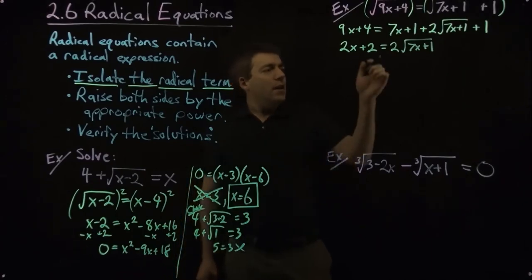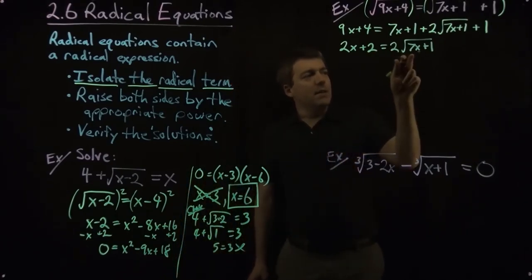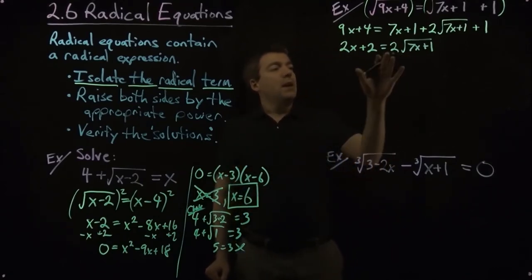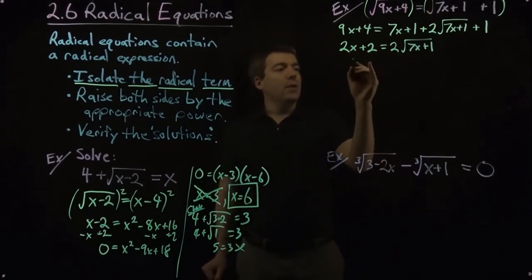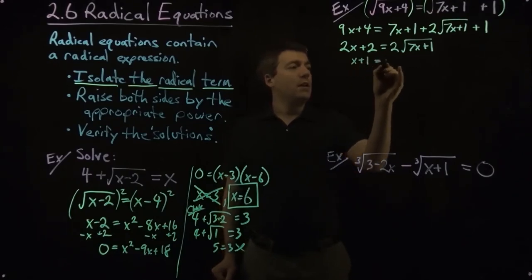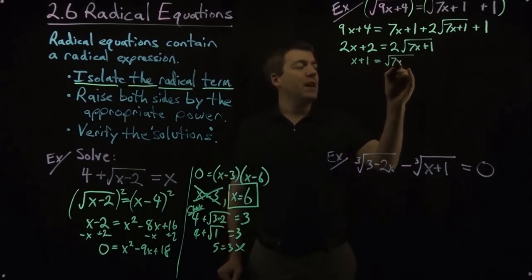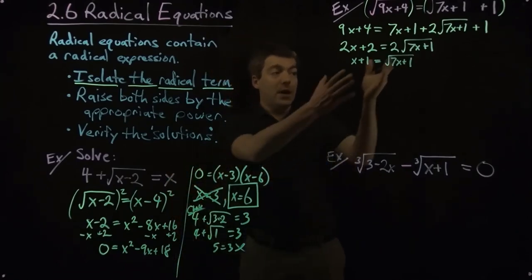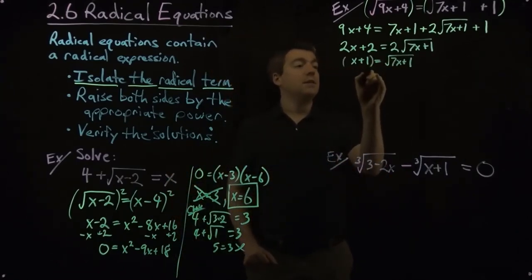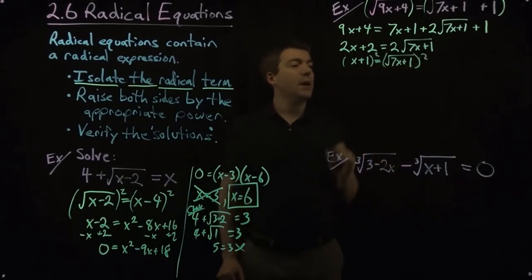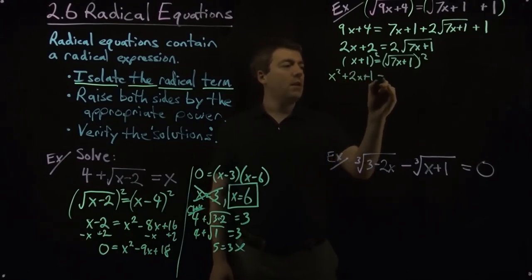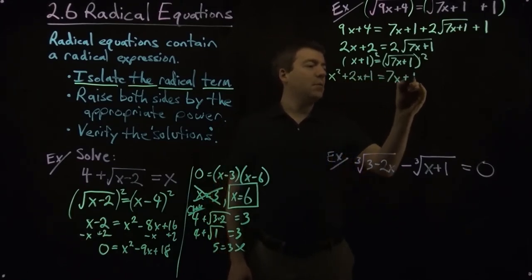All right, the radical is still not isolated. It's still multiplied by 2, so we can divide both sides by 2. And if we do, we get x plus 1 over here. So x plus 1 equals square root of 7x plus 1. All right, and now we can square both sides. So square, square, we get, let me go ahead and multiply this out. We've got x squared plus 2x plus 1 equals 7x plus 1.